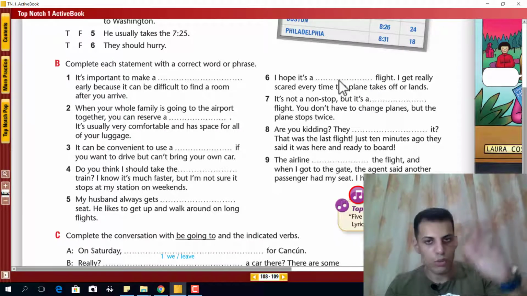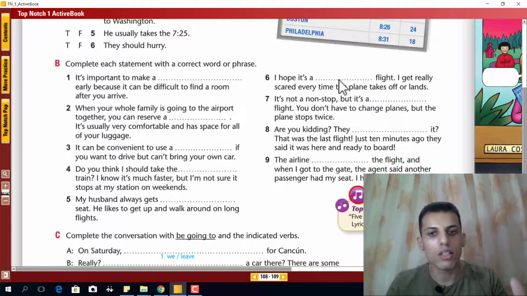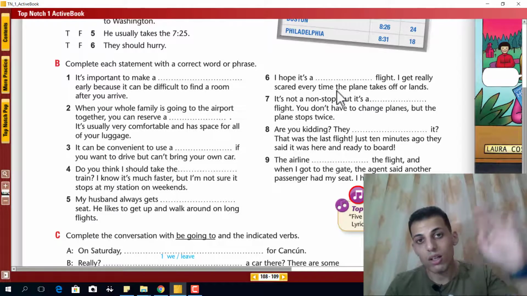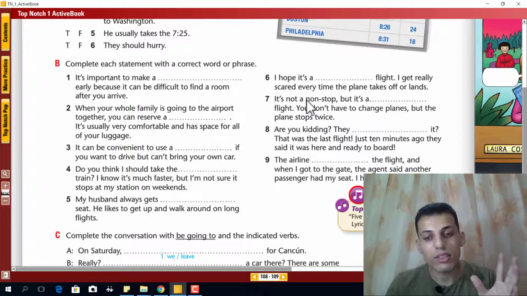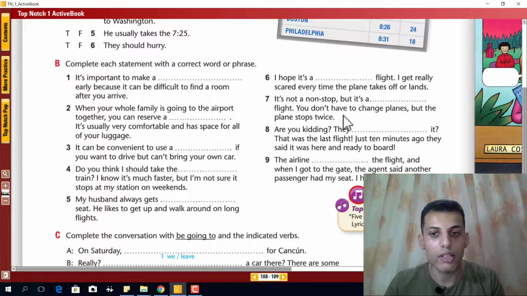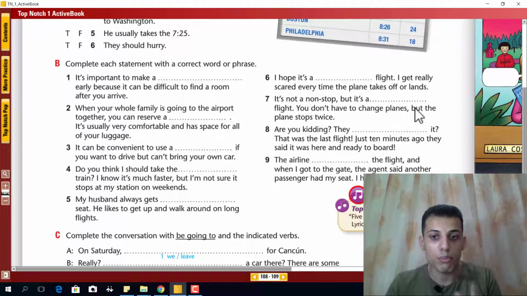Okay, because you get scared every time the plane takes off and lands. Okay, so you want it to land once and take off once. It's a non-stop flight. It's not a non-stop. Okay, but it's a direct flight. You don't have to change planes, but the plane stops twice, so it's a direct flight.